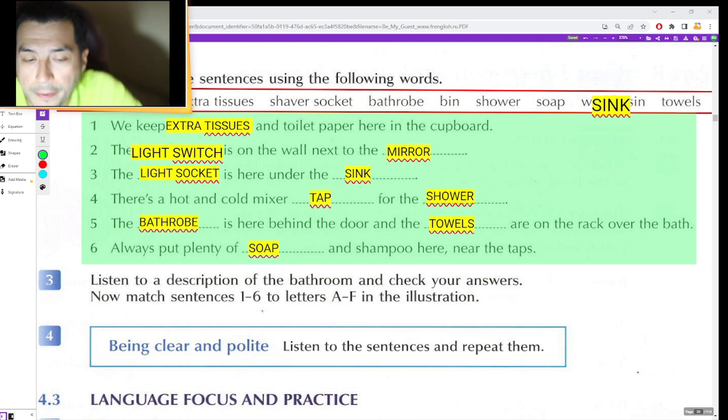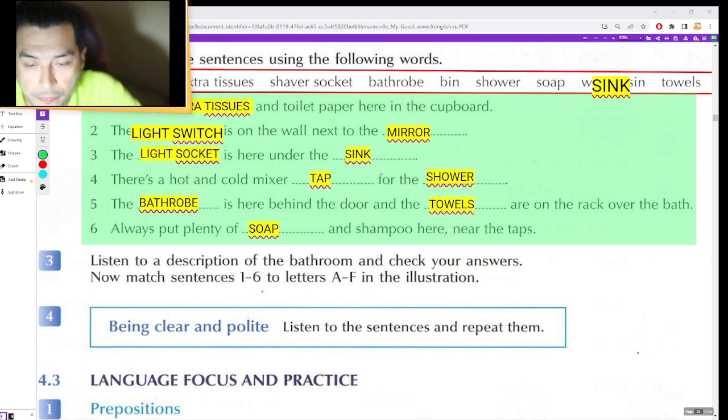Can you describe the room, please? Certainly, sir. It's a large, sunny... Exercise 2. Being clear and polite. We can give you a very quiet room on the top floor.